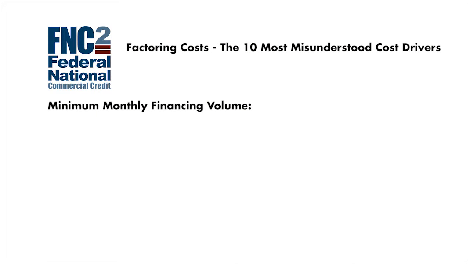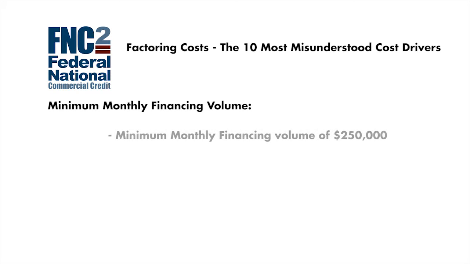Our first example here is minimum monthly financing volume. This is when the minimum fee operates based on how much you are financing directly. If your finance volume falls below the stated minimum, this fee provision might specify that you owe the financing fees that would have been charged if you had financed the minimum volume of invoices. Let's look at an example.